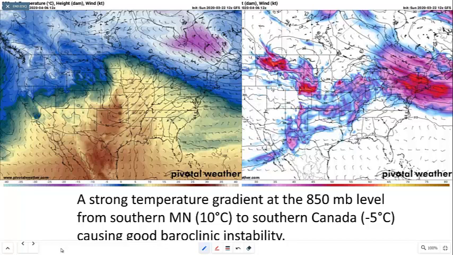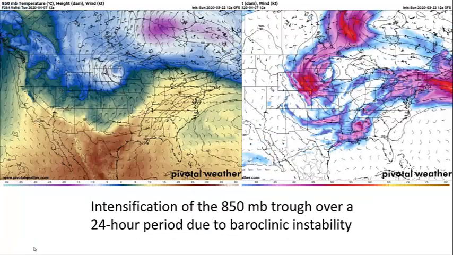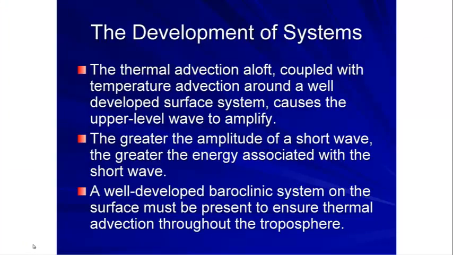The next one is taken 24 hours later, and notice how the trough really intensified over that 24-hour period, in part due to that strong temperature gradient across Minnesota up into southern Canada. That strong temperature zone is what we call a baroclinic zone. The thermal advection aloft, coupled with temperature advection around a well-developed surface system, causes the upper level wave to amplify. The greater the amplitude of a short wave, the greater the energy associated with the short wave.